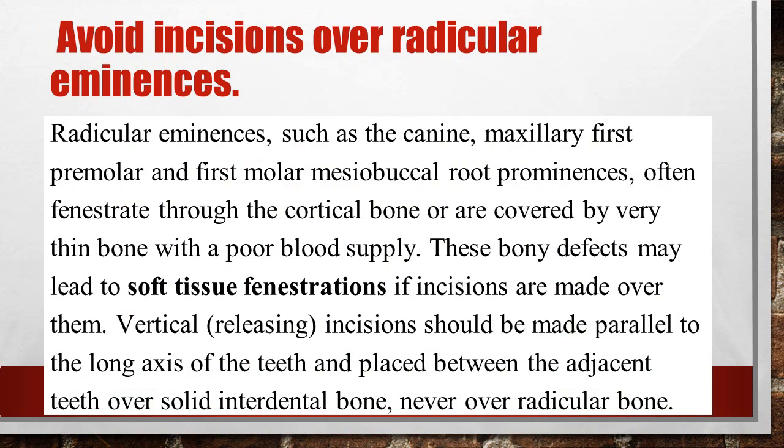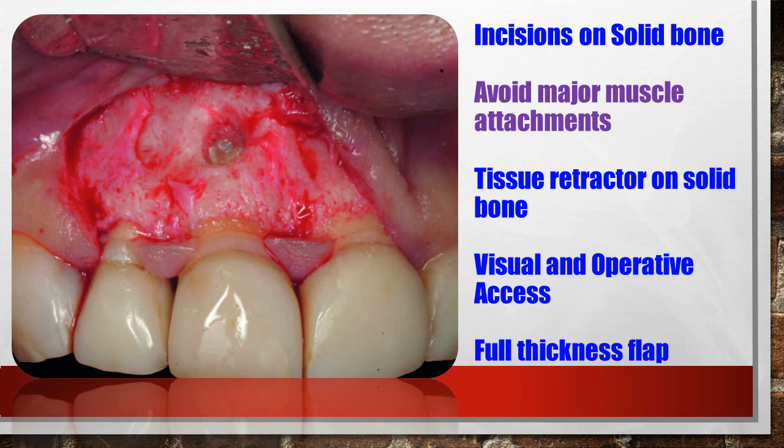You will do fenestration, because of which your cortical bone is going to be exposed. In these areas, because of this defect, the blood supply is going to be very poor, because of which the healing is going to take a very long time. So there's going to be very poor healing. This is why you avoid giving the incisions over the radicular eminences. You just give it lateral to it, either mesial to it or distal.